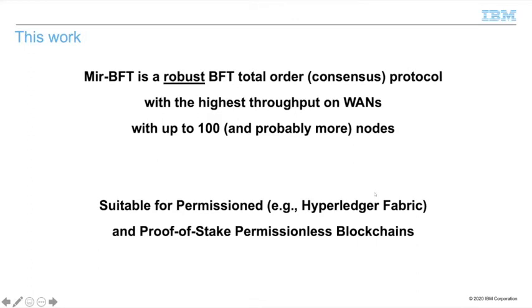So Mir-BFT is essentially, this is this work on one slide. It's a robust BFT total order consensus protocol with highest throughput on wide area networks measured with up to 100 and probably more nodes. We didn't measure in details and compare in details, but it probably scales a bit more. As such, it's suitable for permissioned blockchains such as Hyperledger Fabric, but also for proof of stake permissionless blockchains. So I invite you to stay with me regardless of whether you're interested only in permissioned blockchains or in permissionless blockchains, because the thing is relevant for both.